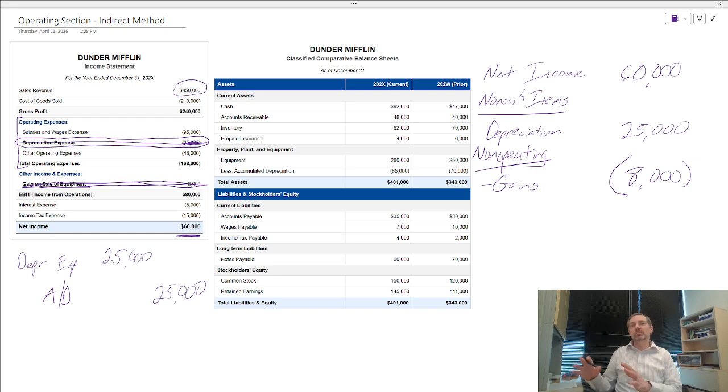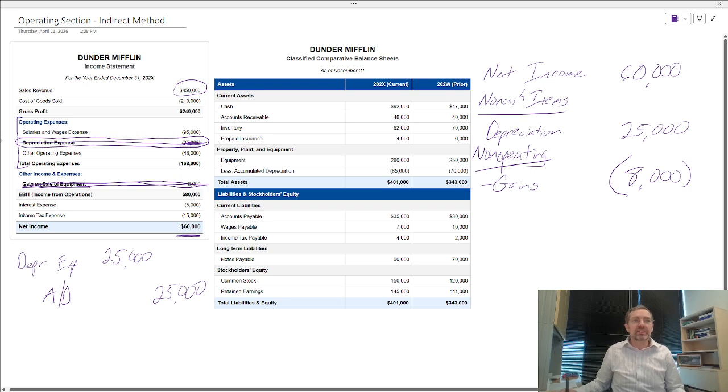All right, so I do want to point out this does not mean we lost $8,000 in cash on selling this equipment. The reason we're subtracting the $8,000 is this is not an operating thing, and we're trying to get to operating cash flows. All right, so I think we're at a good spot where everything else is considered operating.